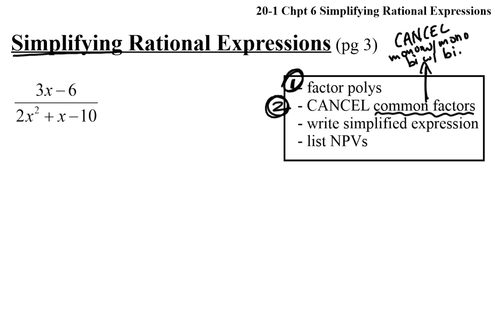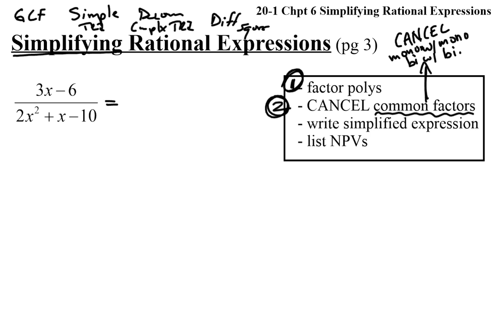Here we go. 3x minus 6. Can we factor it? Factoring. You need to consider GCF factoring. You need to consider simple trinomial factoring. You need to consider decomposition of complex trinomials. And you need to consider difference of squares. These have to be second nature to you.